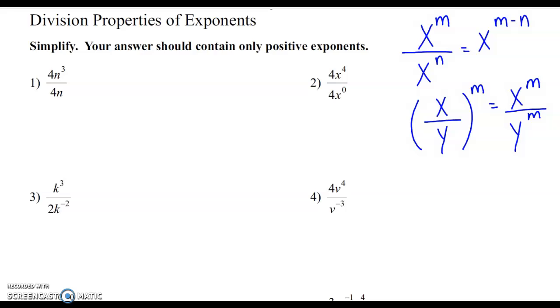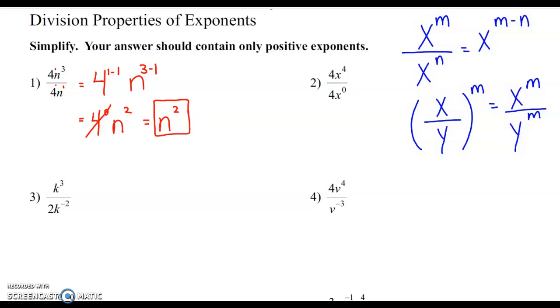Right? So when you have a power on the outside of a fraction, it goes to the numerator and the denominator, both top and bottom. And when you divide like bases, you subtract the exponents. So like number 1 here, we've got a 4 to the first and a 4 to the first. So that'd be like 4 to the 1 minus 1. And then n to the 3 minus 1, right? So I really wouldn't write that out in the long run. So 1 minus 1 would be 0. 3 minus 1 would be 2. Power of 0 is nothing, so we're just left with n squared.